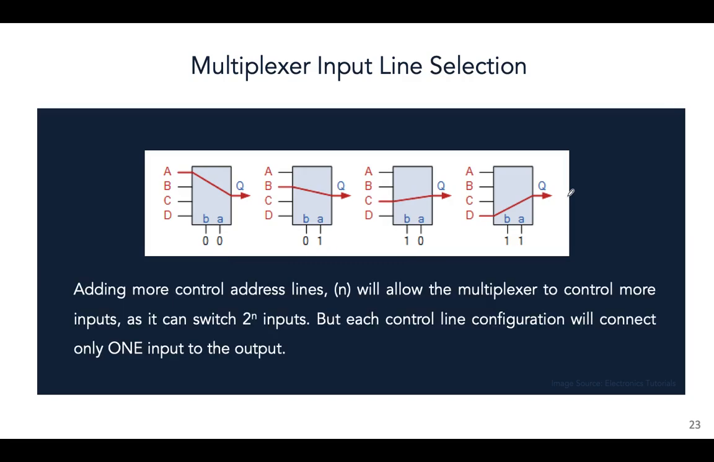And naturally, if you add more control address lines, N will allow the multiplexer to control more inputs, as it can switch 2 to the power N inputs. So as the number of inputs increases, the number of select lines will have to increase. So for N select lines, you can have a multiplexer whose inputs are 2 to the power N.